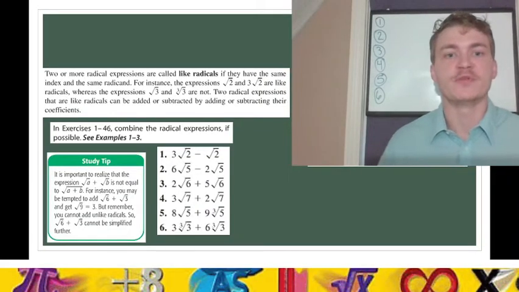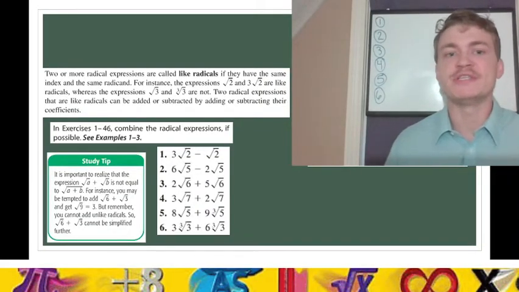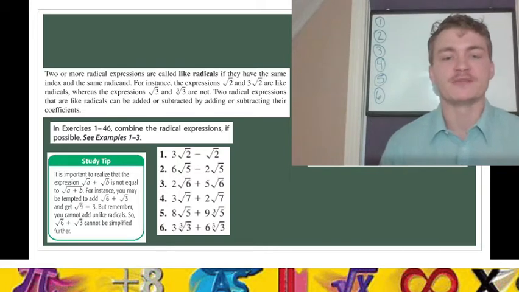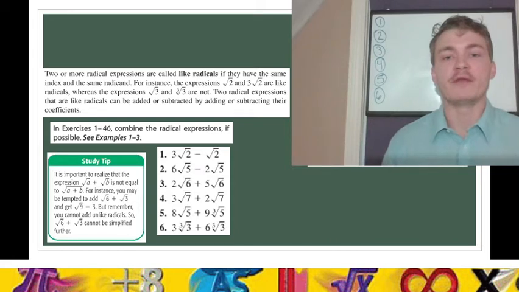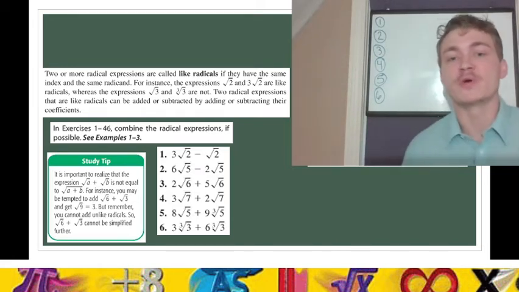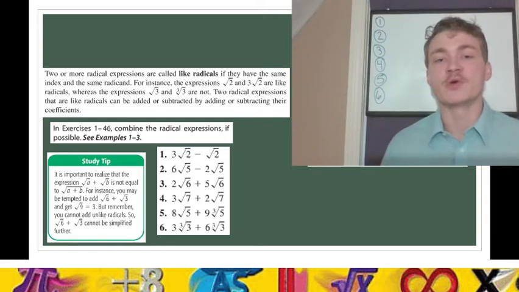For exercises 1 through 6, combine the radical expressions if possible. For exercises 1 through 6, we are either adding or subtracting radical terms. For number 1, 3 square roots of 2 minus square root of 2. A number not in front of that square root of 2 indicates a 1. So this is 3 square roots of 2 minus 1 square root of 2.